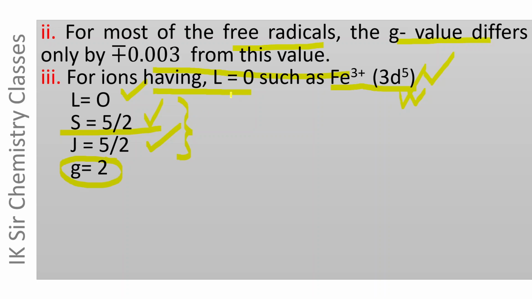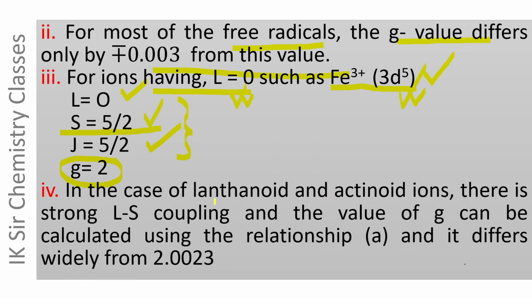If the value of L for a metal ion is equal to 0, the value of g comes to be 2. In case of lanthanoid and actinoid ions, there is strong LS coupling, and the value of g can be calculated using relationship A, and the value of g obtained in this way varies widely from 2.0023.